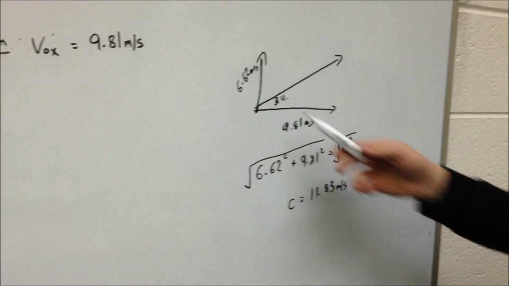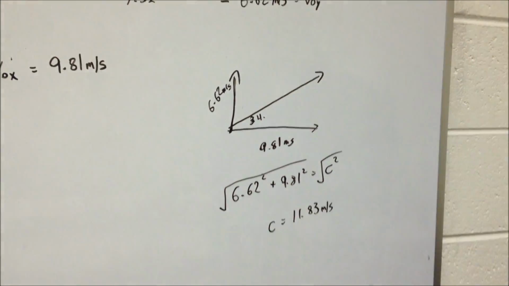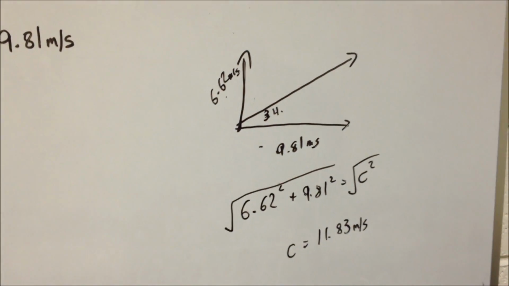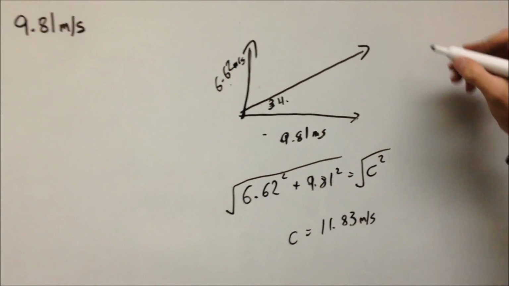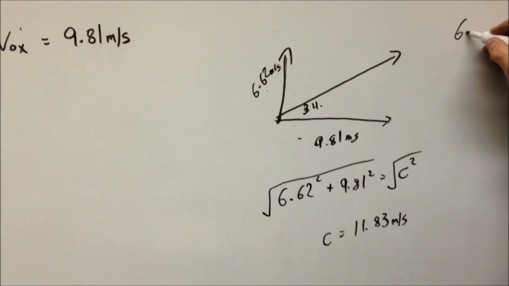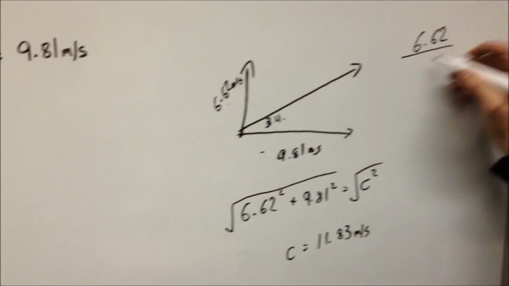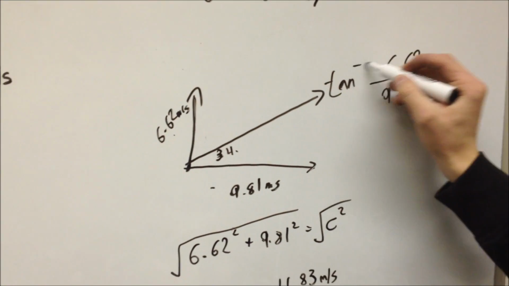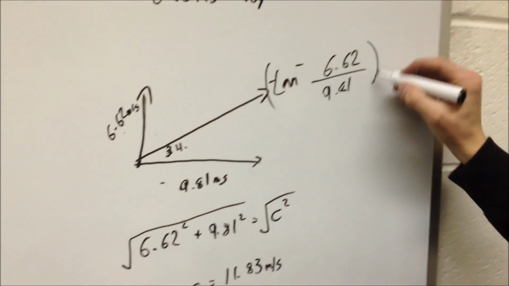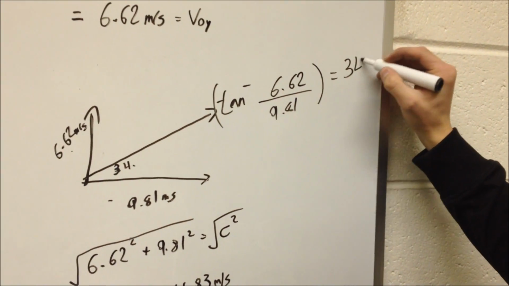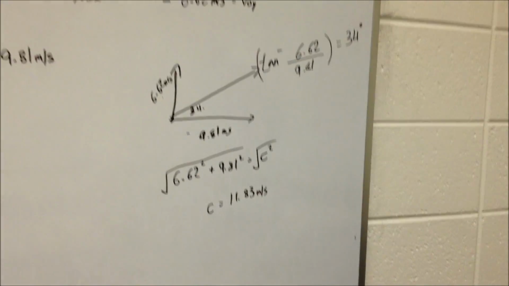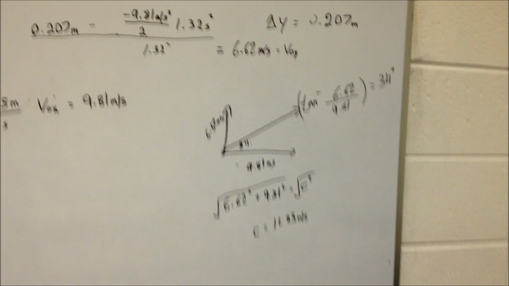Now, to check if our angle was right with our calculations right here, we can do the tangent of these two values to see if they compare to be 34 degrees. So 6.62 over 9.81, and the inverse tangent of this is actually equal to 34 degrees. So our math checks out, and these are our results.